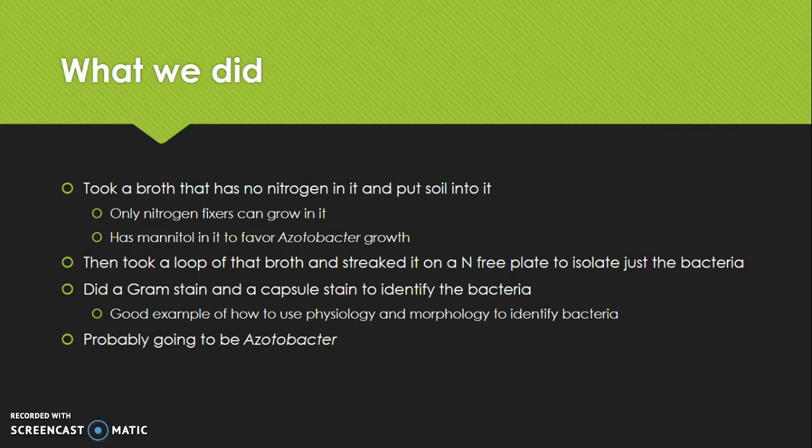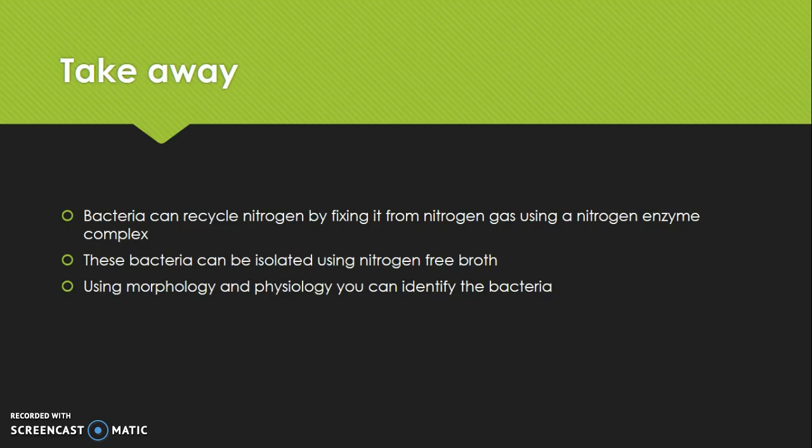But this is a really good example of using both morphology and physiology to identify bacteria, because you're using the physiology of growing in a nitrogen-free plate, right? Having those enzymes that can fix nitrogen, that's its physiology. And then once we know that we limited it down to things that can fix nitrogen, we could then look at it and say, okay, there's a lot of things that can fix nitrogen, but look, this one has a capsule on it, so it's probably Azotobacter. We still need to do further tests to confirm that, but it's probably going to be Azotobacter. And so that's a cool way of incorporating both the physiology and the morphology.